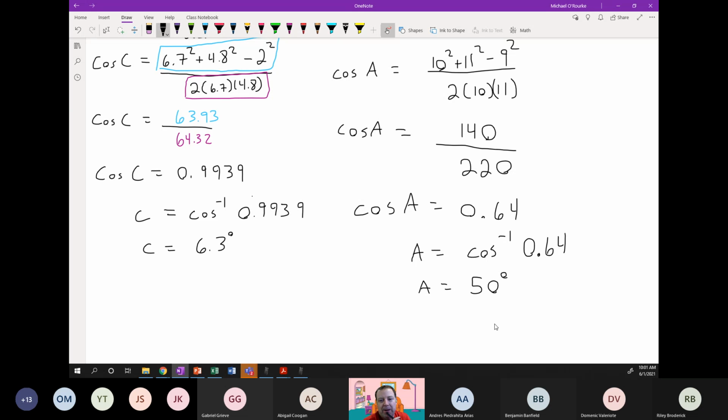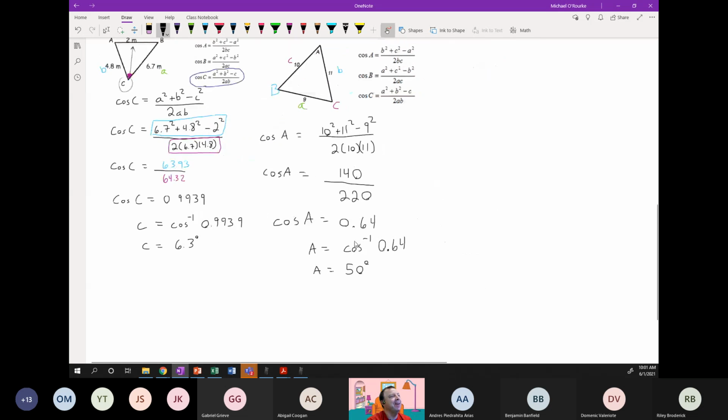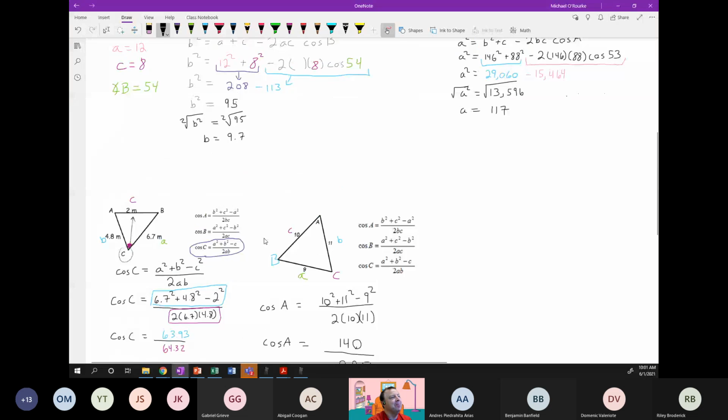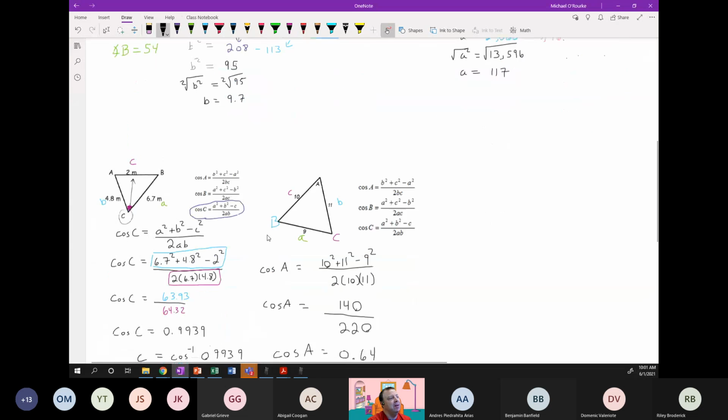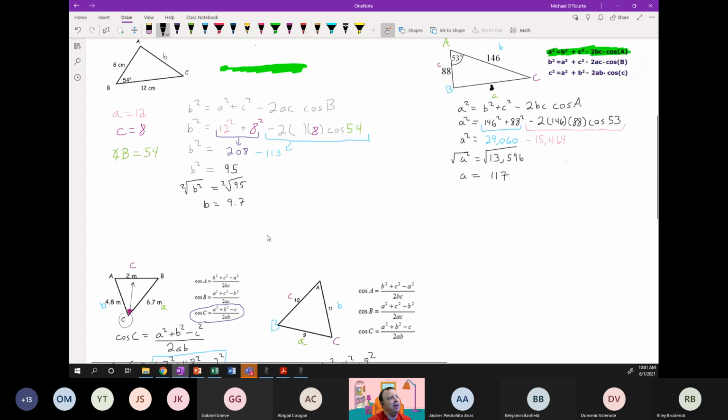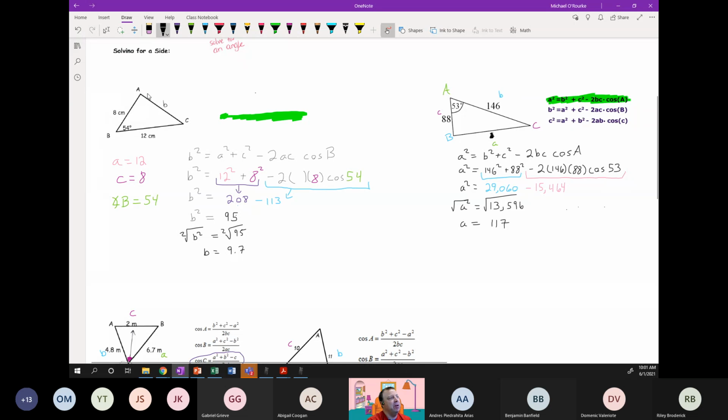I'll only have to work on Abigail's calculator. If you understand those two concepts, that's how we do the cosine law. The big thing is that you start off by realizing you don't have buddies, then you work from there.